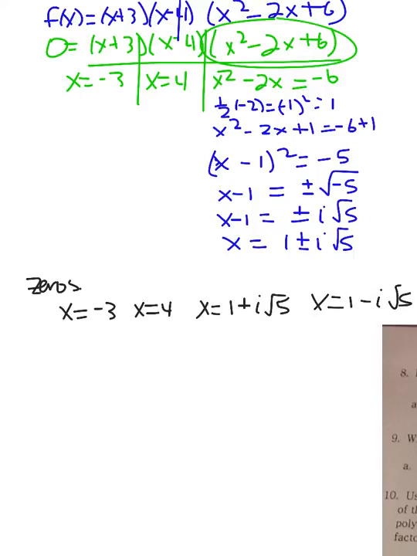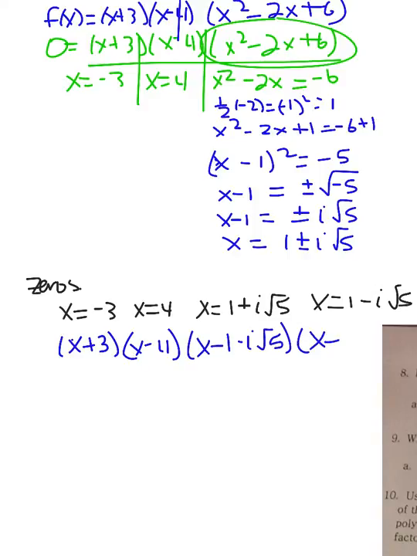Now I want my linear factors. So this is x plus 3 times x minus 4. This is going to be x minus 1 minus i the square root of 5. And this would be x minus 1 plus i the square root of 5. And it says to list linear factors. So that would be it.